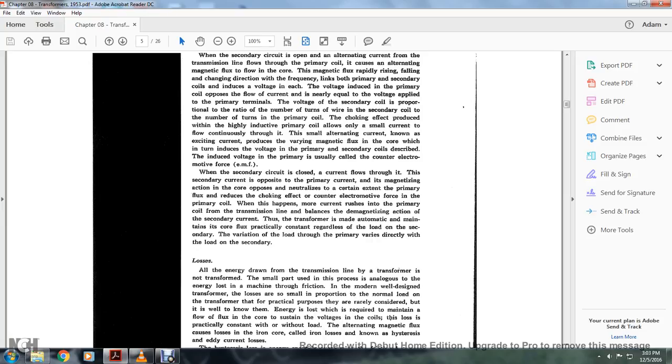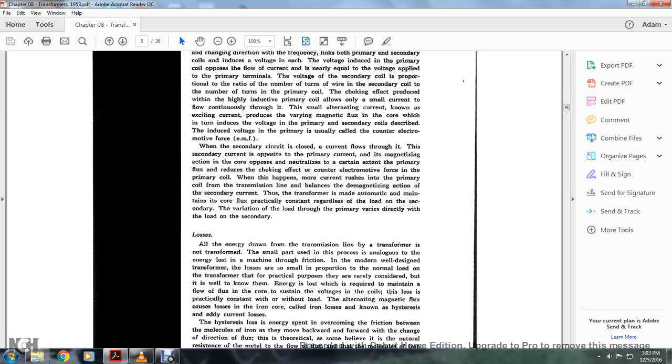When the secondary circuit is closed, current flows through it, and the secondary current opposes the primary current with a demagnetizing action. The core flux is neutralized to a certain extent, reducing the choking effect of the counter electromotive force in the primary coil. When this happens, more current rushes into the primary coil from the transmission line, balancing the demagnetizing action of the secondary current. The transformer thus automatically maintains a core flux that is practically constant regardless of the load on the secondary. The load on the primary varies directly with the load on the secondary.